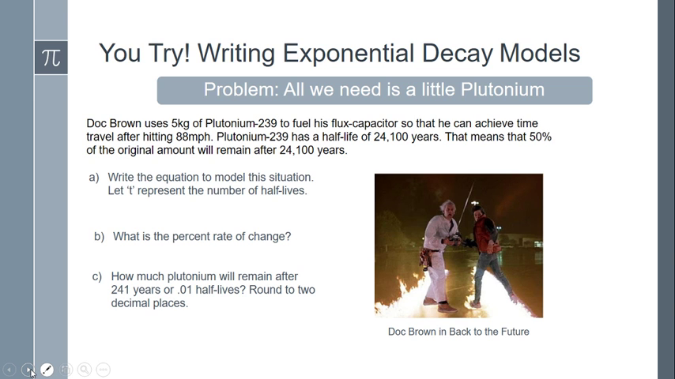All right, now you try. Here we're going to do a problem writing exponential decay models. Problem is, all we need is a little plutonium. Those of you who have watched the movie Back to the Future will know the reference.